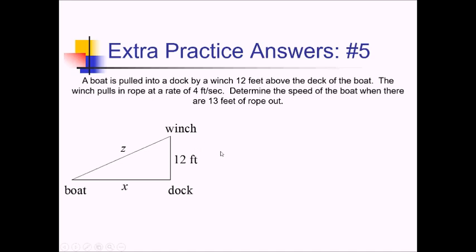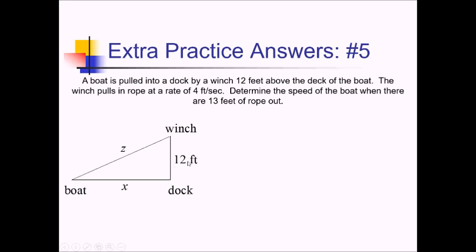So we're talking about the speed that the boat is coming towards the dock. That's the rate of change of x. They're telling us that the rope is being pulled in at a rate of 4 feet per second. They're giving us the rate of change of this z side here of this triangle. So because we have related rates, we're going to have to come up with a formula that ties all of this together and then take the derivative with respect to time so that we can access all those different rates of change. So I've got a good formula for this since I have a right triangle here.